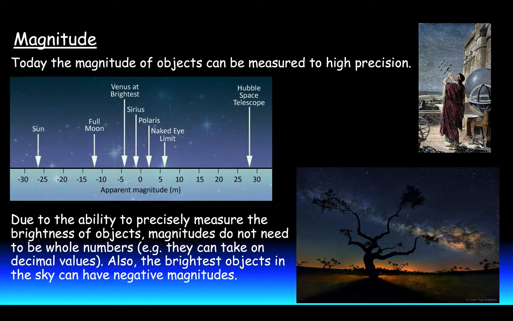And due to our ability to precisely measure the brightness of objects, magnitude does not need to be whole numbers anymore. In other words, magnitudes could take on decimal values like 4.3 or 5.927. Also, if we follow that higher numbers mean dimmer magnitude, the brightest objects can go into negative magnitudes. The sun has an apparent magnitude of around negative 27 because it is incredibly bright. Meanwhile, the Hubble Space Telescope can see objects as dim as magnitude 28.